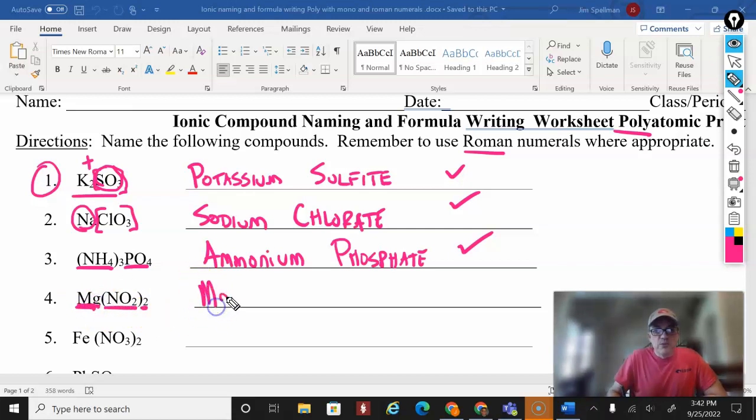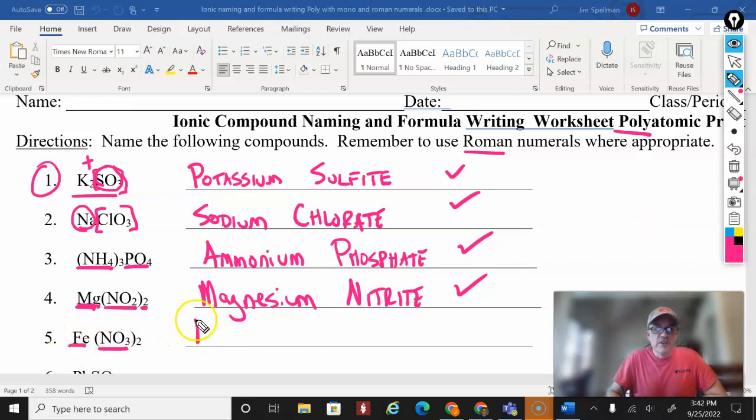Magnesium's in group 2. So it's not a transition metal. So I just write magnesium. I don't have to worry about Roman numerals. And then NO2 is nitrate. Got that from my chart. We're done. All right, I've got an NO3, so that tells me that's my polyatomic.